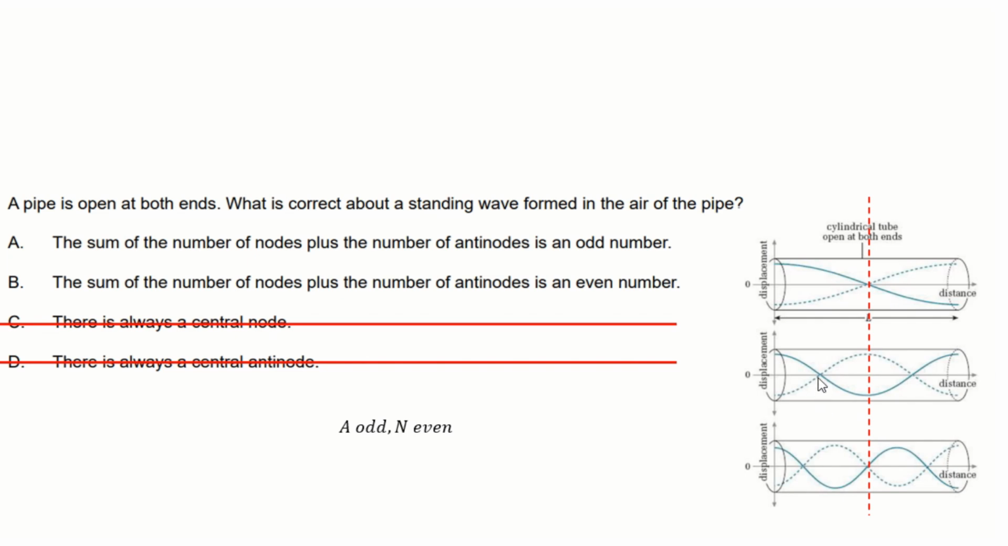Then we notice we've got an even number of nodes. We've got 1, 2 nodes here. And so therefore, when A is odd, N is even. But then also the converse is true when we have an even A. So for example, on the top here, an even number of antinodes, we're going to have an odd number of N. And so therefore what we're doing is we're adding together an odd and an even number, which therefore also makes an odd number.